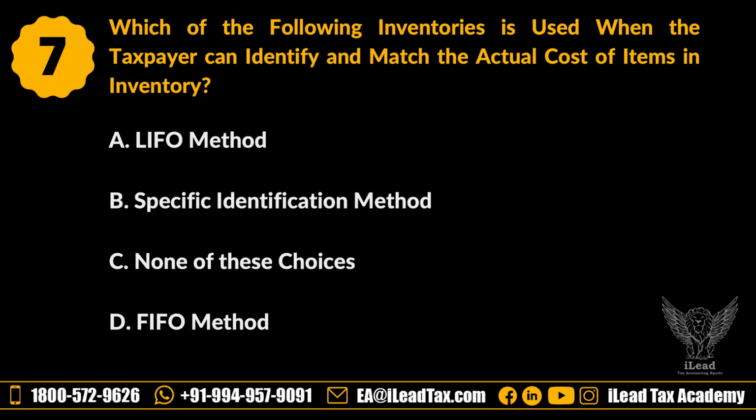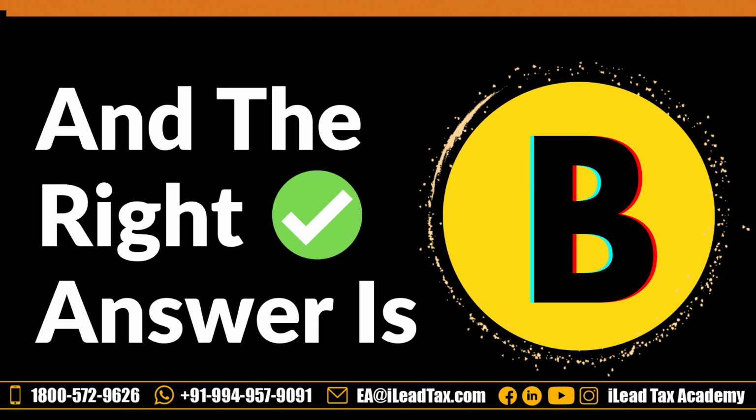Which of the following inventories is used when the taxpayer can identify and match the actual cost of items in inventory? A. LIFO method. B. Specific identification method. C. None of these choices. D. FIFO method. Let's see what is the answer. The answer is B. Specific identification method.